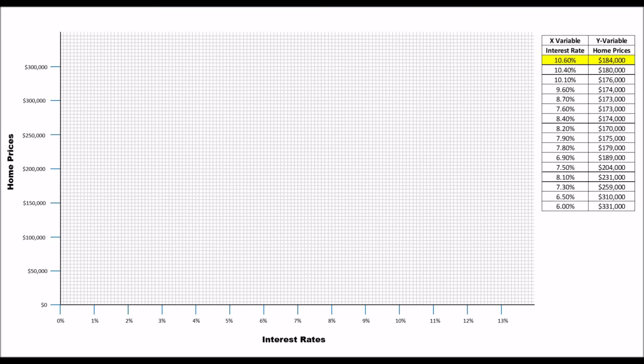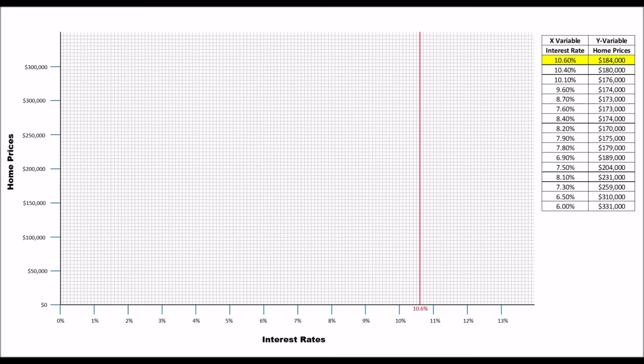The first value that we need to plot is 10.6% interest rate, and the corresponding home value is 184,000. Since the interest rates are along the x-axis, or the horizontal axis, we need to locate where 10.6 is going to be. So let's put that in red. Now, from here, we'll draw a vertical line. Anywhere along this line, the interest rate is 10.6%.